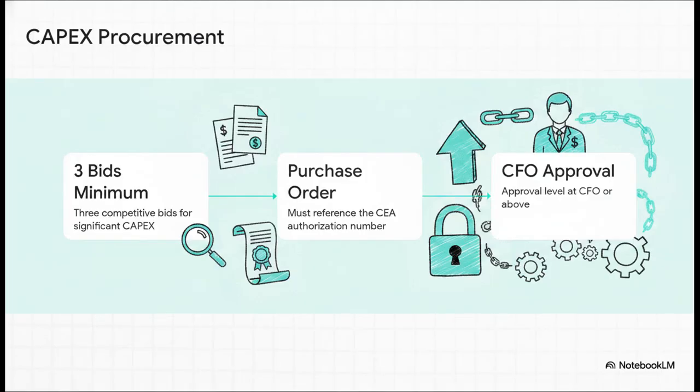Listen, before a single dime actually goes out the door, there's a huge hurdle to clear: strict board approval. We're talking a rigorous, SOX-compliant procurement process. First off, for any significant capital expenditures, your CapEx, you're going to need a minimum of 3 competitive bids. Then, that purchase order has to specifically reference a capital expenditure authorization, or CEA number. And to top it off, you need CFO-level approval, at least. This rigid chain of custody is exactly what stops unauthorized spending in its tracks.